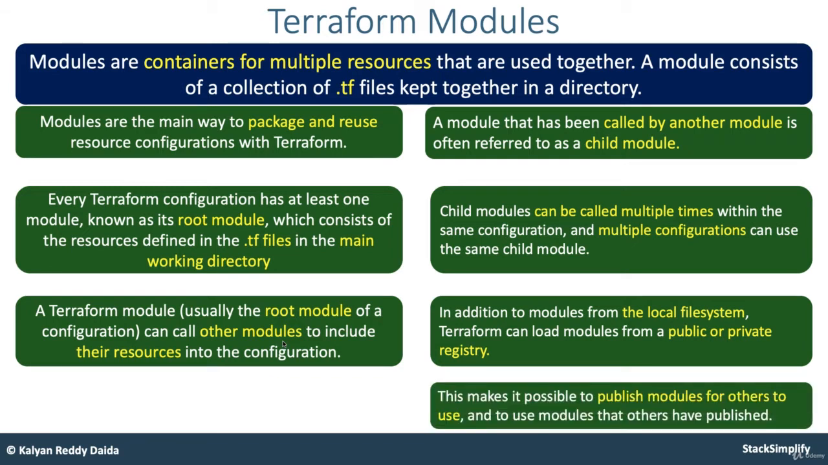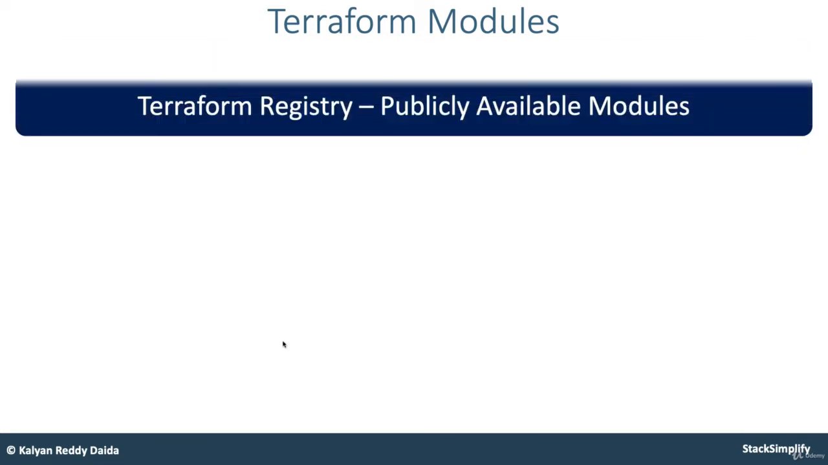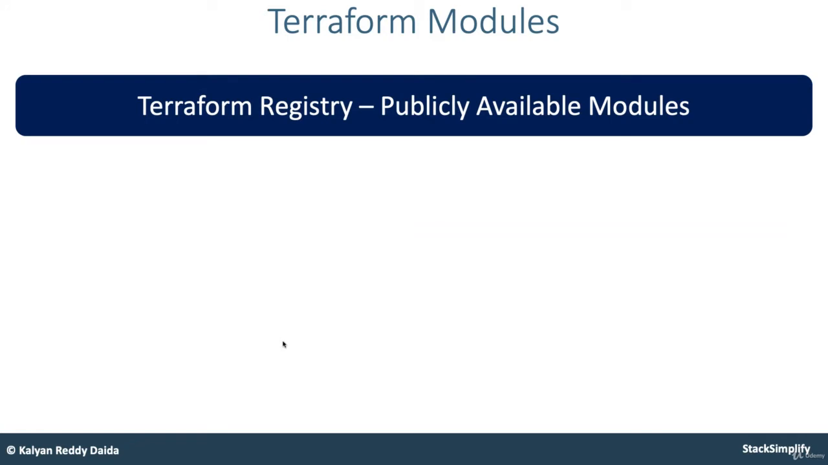This makes it possible to publish modules for others to use, and to use modules that others have published. It's open source, and anyone can create a module, publish it in the public repository, and then we can use it. So it is more flexible for us to use in the open world. Now, the Terraform registry also contains publicly available modules. We know that the Terraform registry has the providers; now we are also discussing that modules are contained in the Terraform registry.